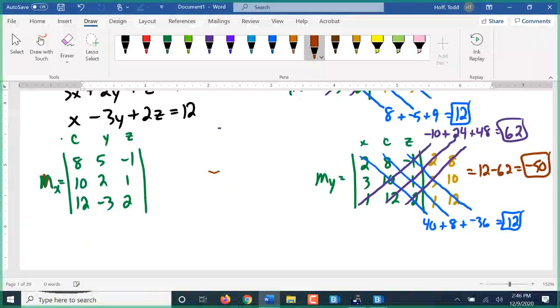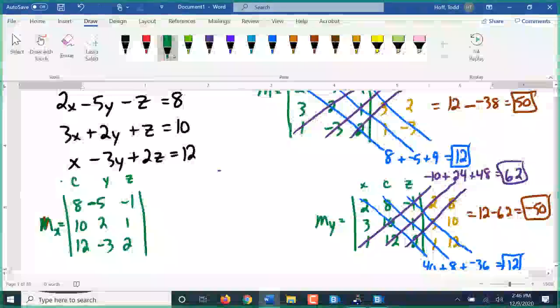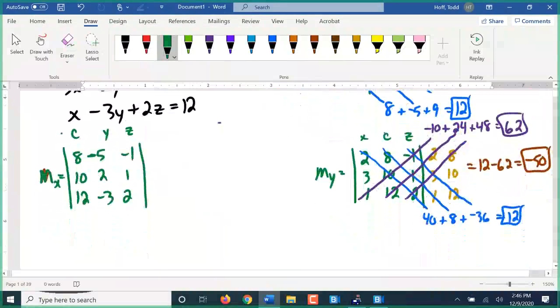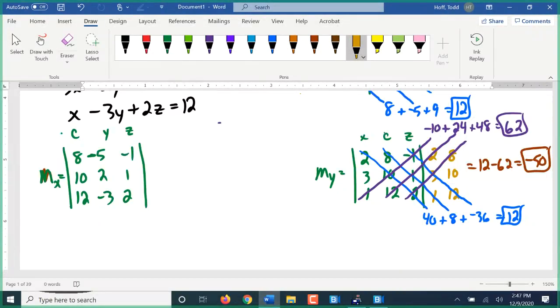I do have a mistake on our Y matrix, though. When I copied it, I did not put the negative in front of the 5 in my Y column. That should be negative 5, 2, negative 3 in that Y column. So I'll have to redo that determinant. So I'll give you time to get back to that spot in your notes. Erase if you need to, or just cross it off and start over with the X matrix. So recopy the first two columns again, 8, 10, 12, negative 5, 2, and negative 3. That'll make a big difference.